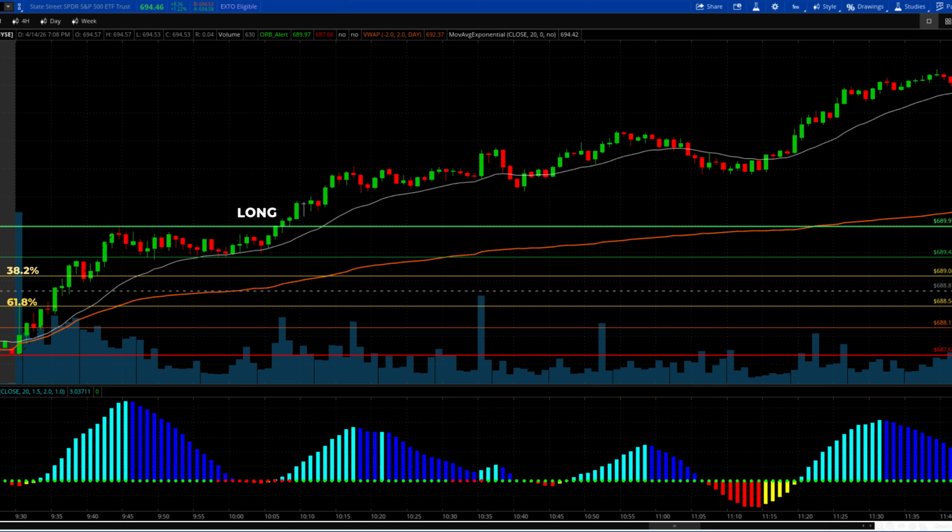Avoid shorts unless the stock is unusually weak. If the market trades below the 61.8% retracement, this indicates deeper retracement and potential trend weakness. Bias shifts towards shorts. You prioritize short setups in stocks showing relative weakness. Longs become lower probability unless clear reversal signals appear.